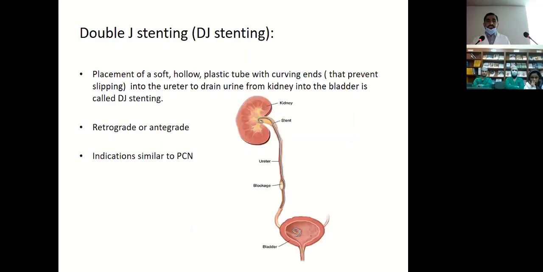Then double J stenting. The placement of a soft hollow plastic tube with curving ends that prevent slipping, into the ureter to drain urine from the kidney into the bladder, is called double J stenting. It may be retrograde or antegrade. The indications are similar to PCN.